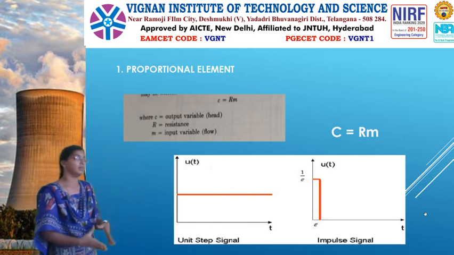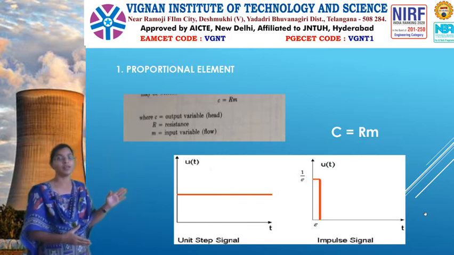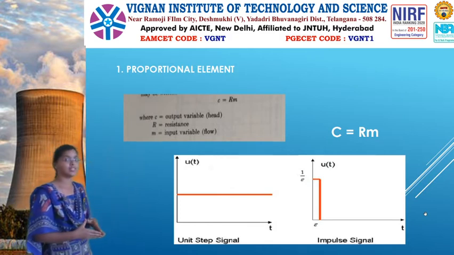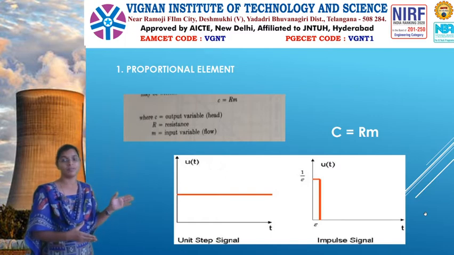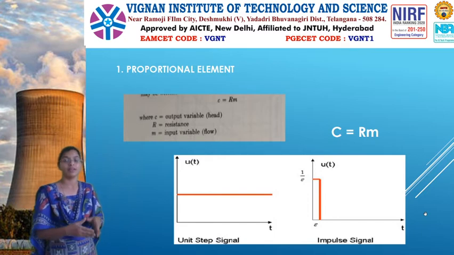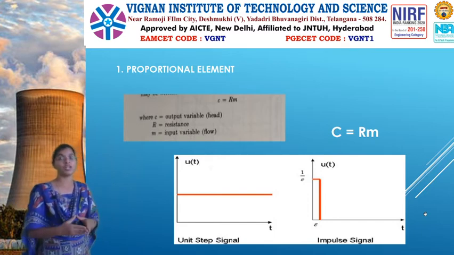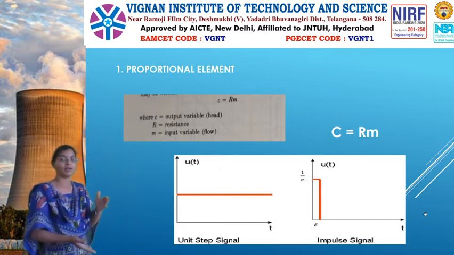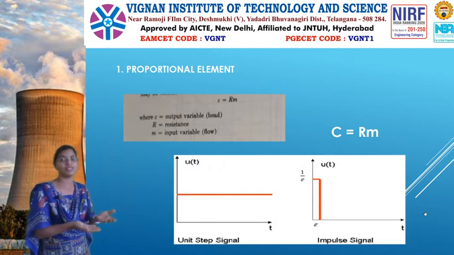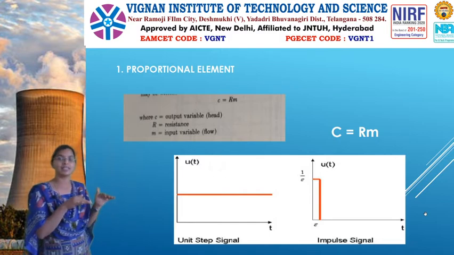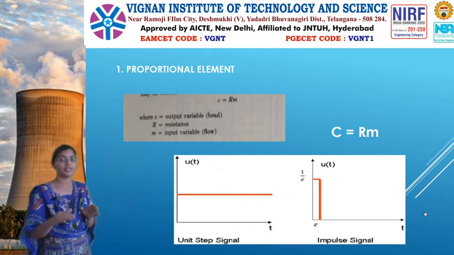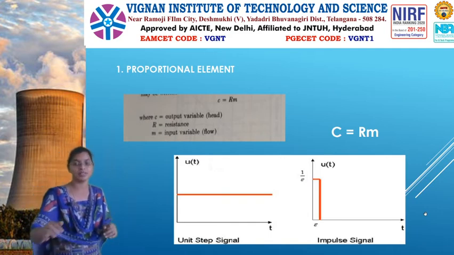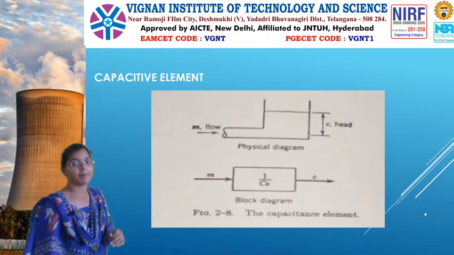So for the proportional element, C is equal to M into R, where R is a constant, C is the output flow rate or output head, and M is the input flow rate. C is proportional to M, so when M changes, the C value also changes. This is a constant element, so it will maintain a unit step signal as a response. Next, we will go to the capacitive element.